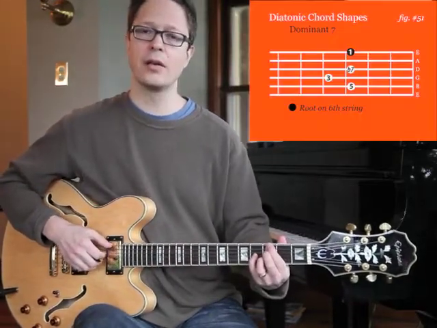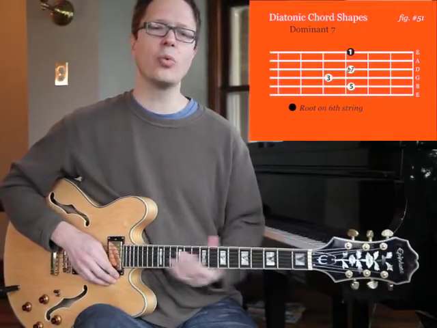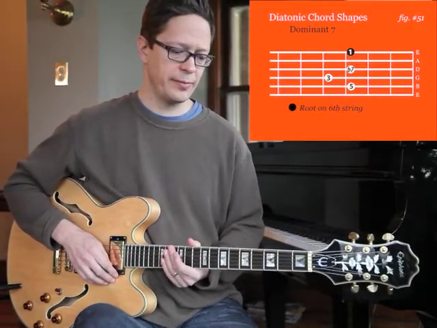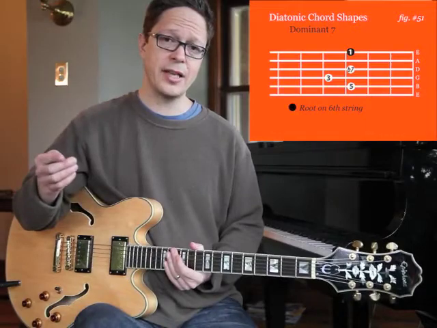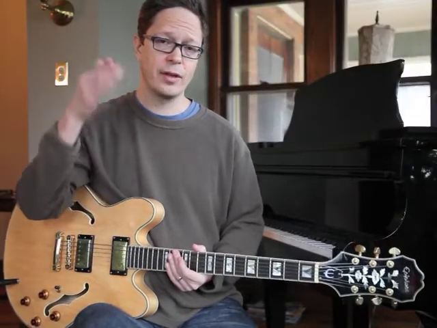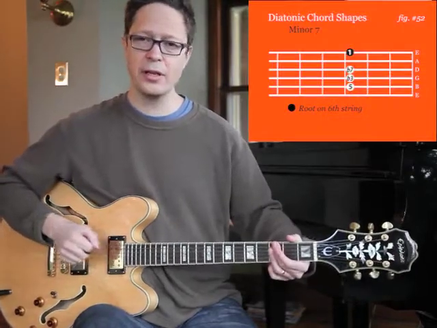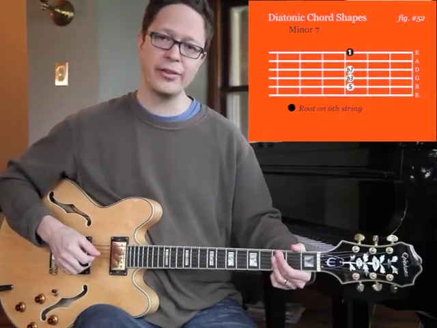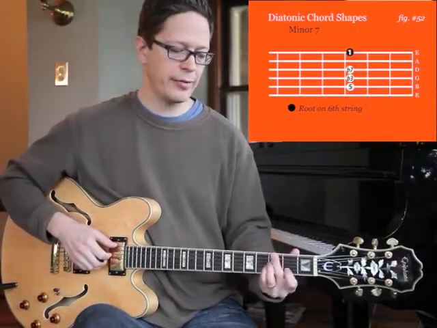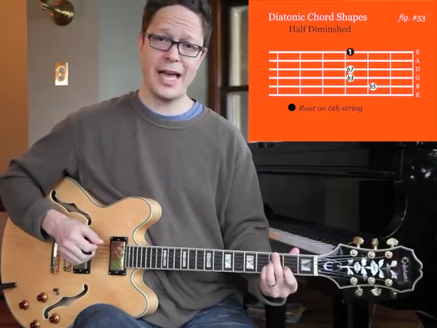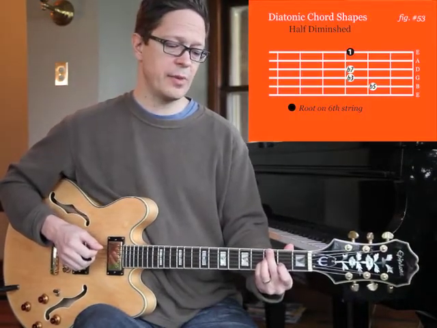This is dominant 7. We lowered the 7th degree, or flatted the 7th by a half step, major 7 to flatted 7 to get dominant. Now we flat the 3rd from that shape to get the minor 7, and now we flat the 5 from that shape to get the minor 7 flat 5 or half diminished shape.